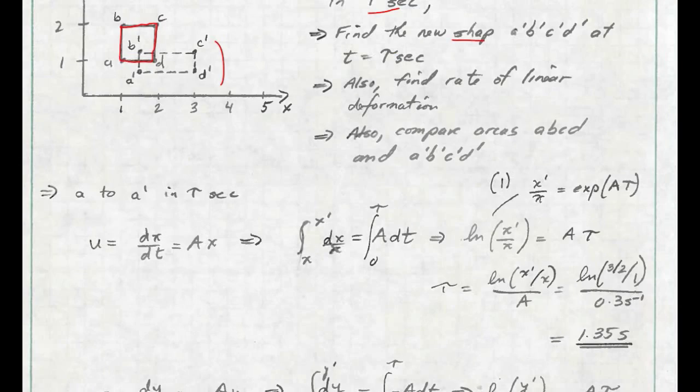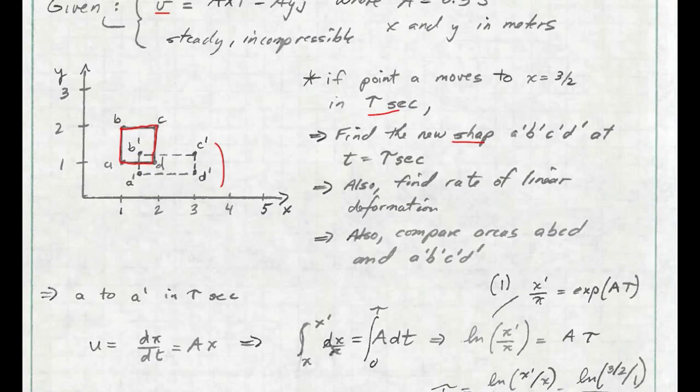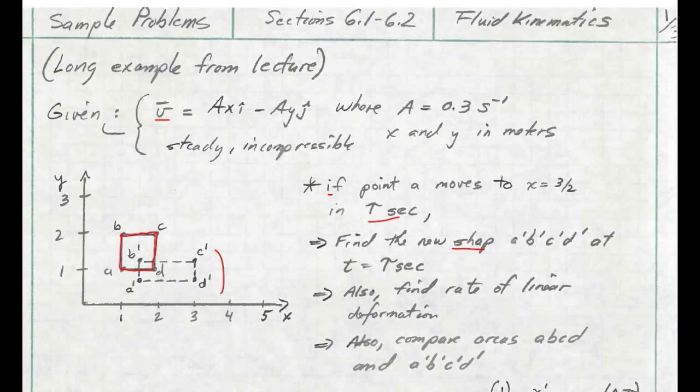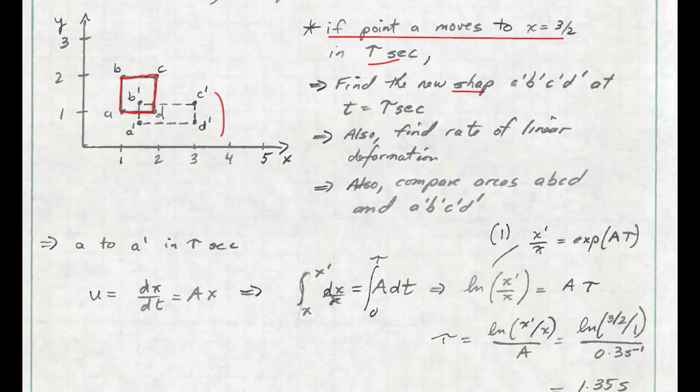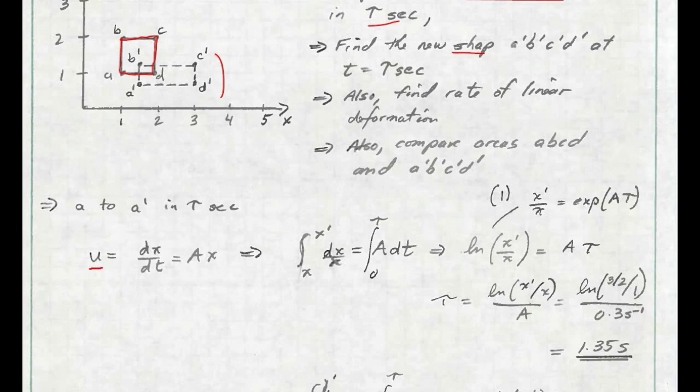So the first thing we need to do, we know from up here that A moves to point x equals 3/2 in tau seconds. So that tells us something about what tau is. So let's figure out tau. So u, the x component of velocity here, is equal to dx/dt, and that is given as ax.